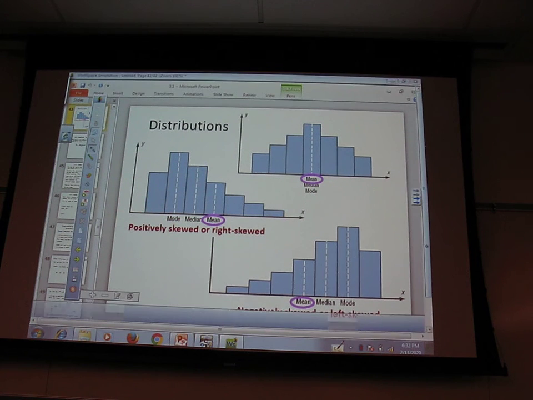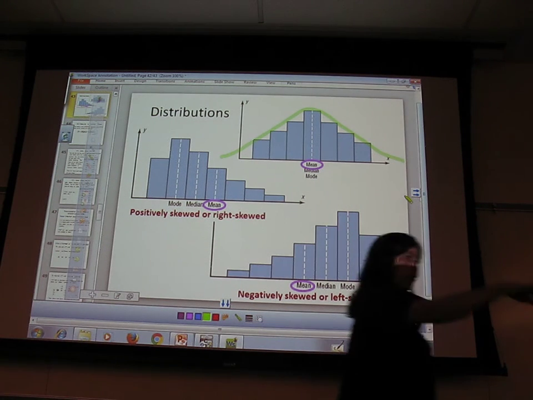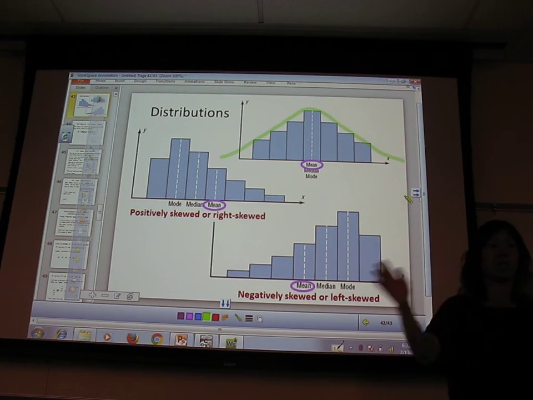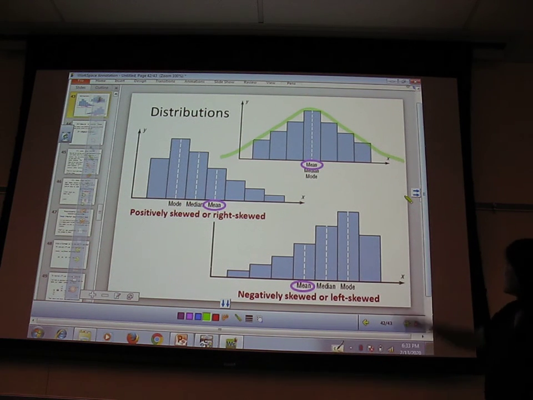Distributions. The normal one we talked about before starts off low, comes up to a high spot in the middle, and then drops back down. Right? It's roughly symmetric, like a bell-shaped curve. So the left side and the right side look roughly the same. Good. Highest in the middle.